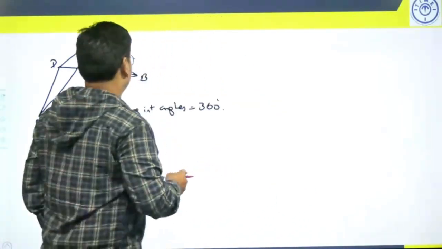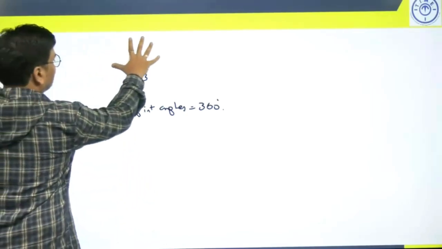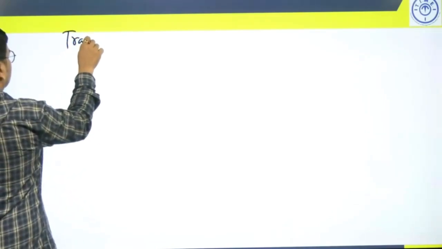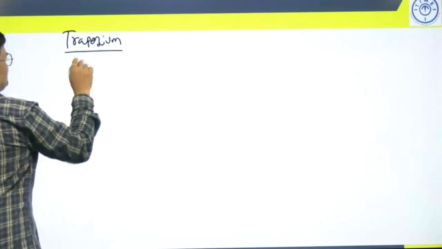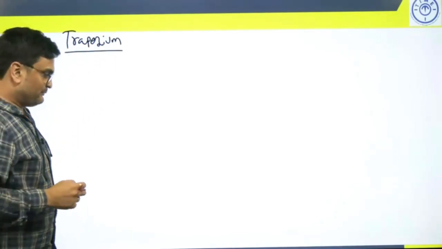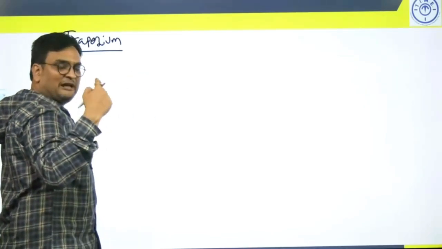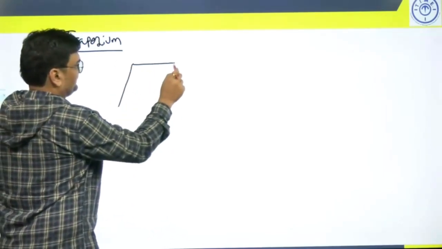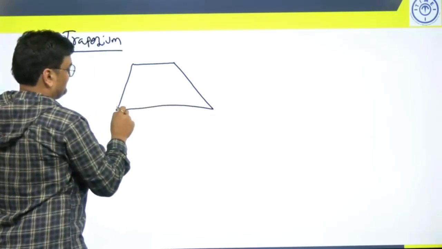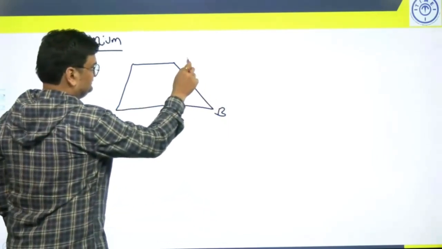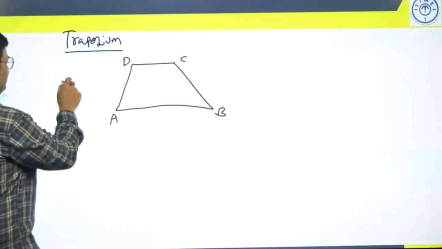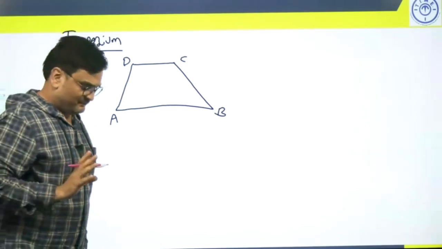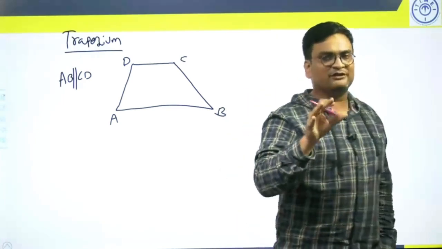One of the types of quadrilateral, I will just clean this, we call a trapezium. So this was a general quadrilateral, now a particular quadrilateral we call a trapezium. What we mean by a trapezium is basically a quadrilateral in which one pair of opposite sides are parallel, only one pair. So a trapezium looks like this generally. So ABCD. Here AB is parallel to CD. This will be called a trapezium. So if one pair of opposite sides are parallel, then that quadrilateral is called a trapezium.